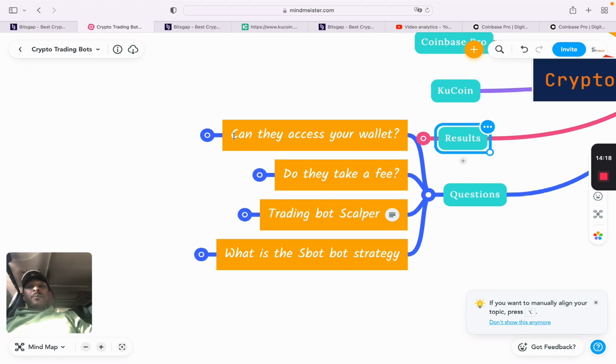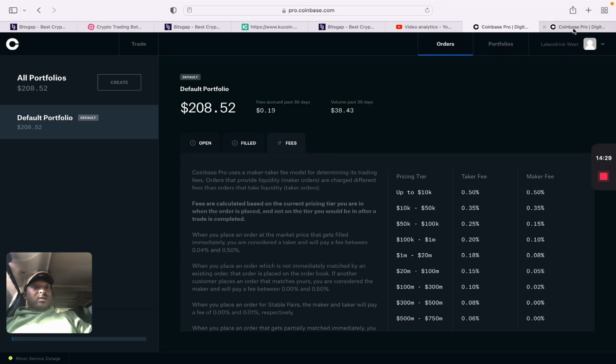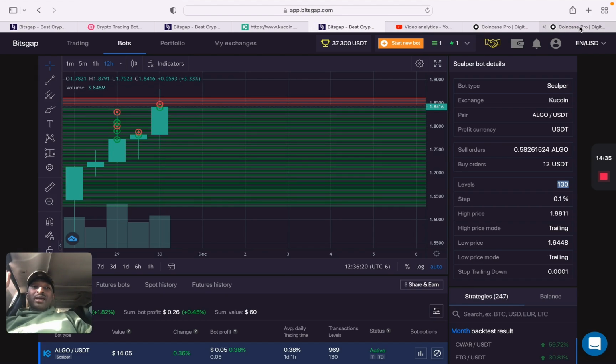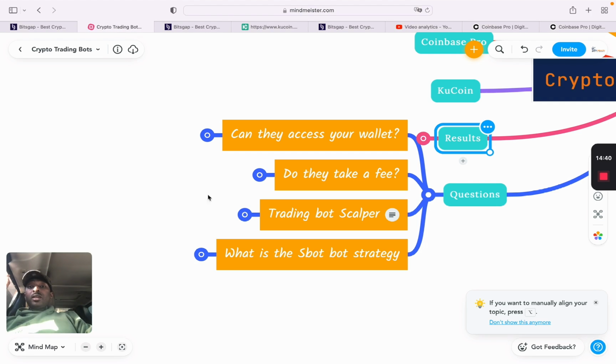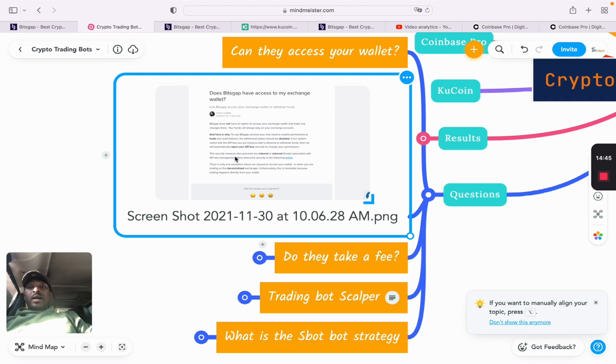But I'm going to go through these really quick, because I don't want this video to be like 40 minutes long. Can they access your wallet? The answer is no. What happens is you give the bot an API, and you can dictate what the bot can and can't do on your profile. According to BitsGap, if you were to give the bot access to make transfers, they'll reject the API automatically and tell you to fix it anyway. But typically they don't have access to transfer any funds. Your funds stay on your platform.